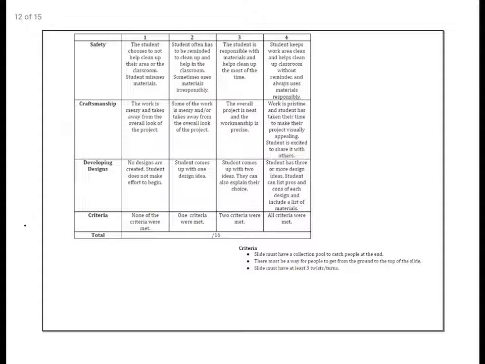So when we look at checkpoint 1, it said that you had to have 3 sketches. That's where this comes into play. You want to have at least 3 initial sketches to get the full credit here.